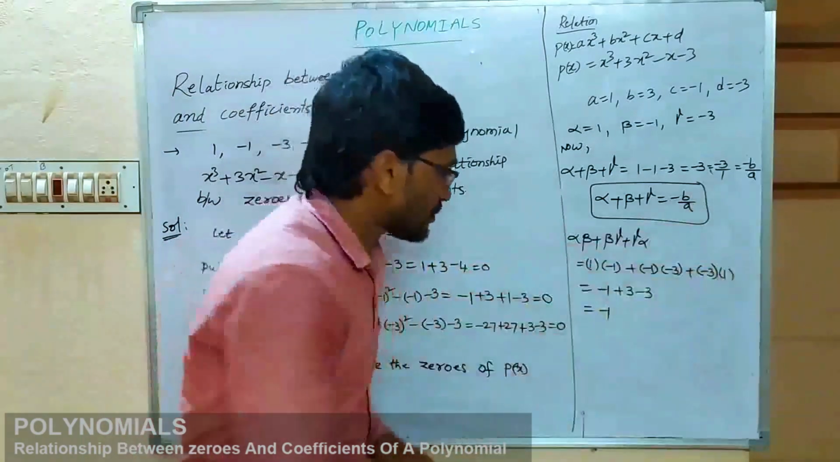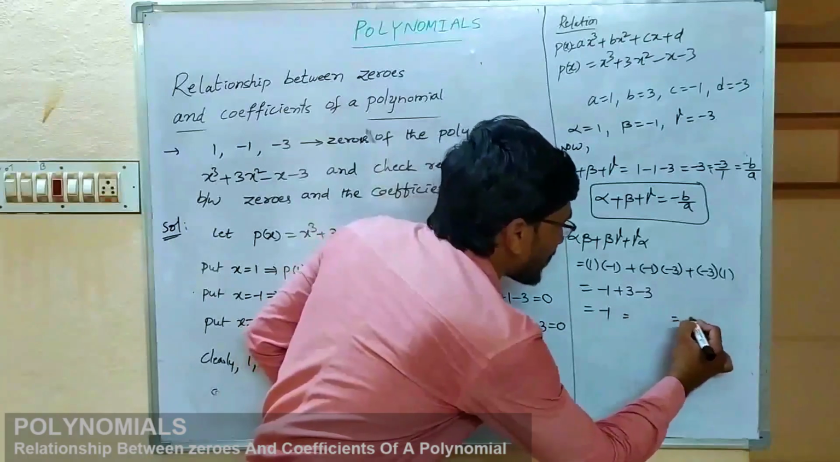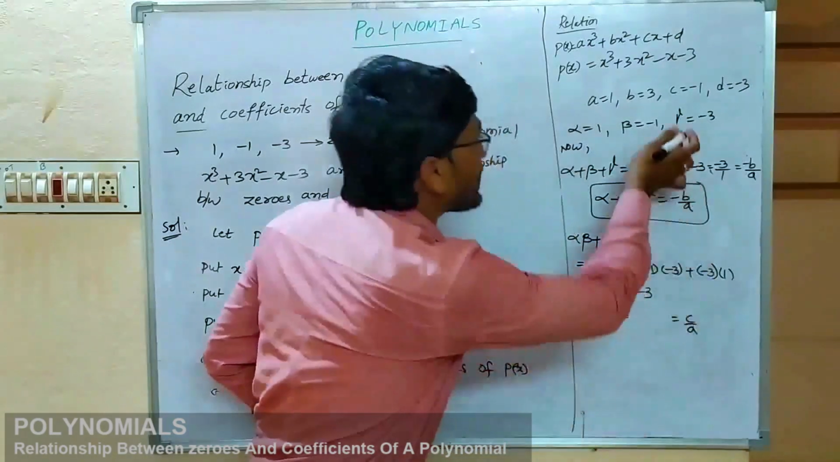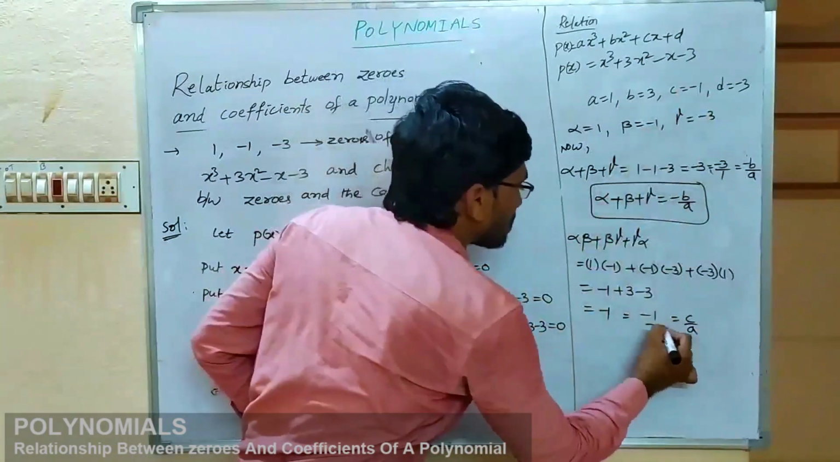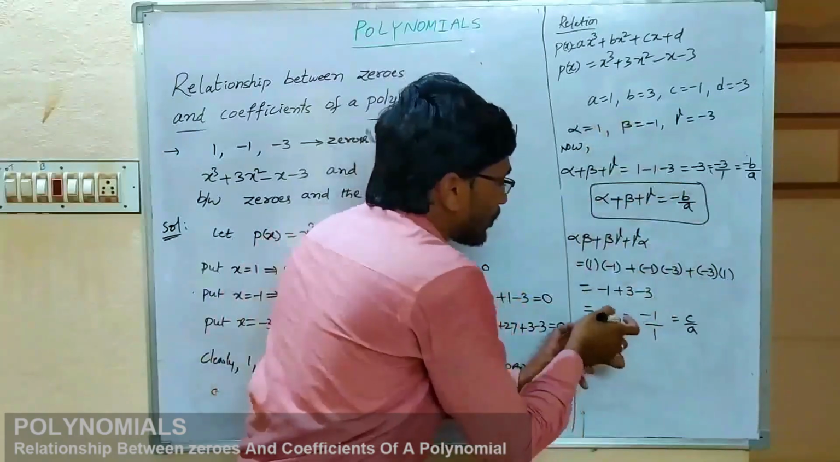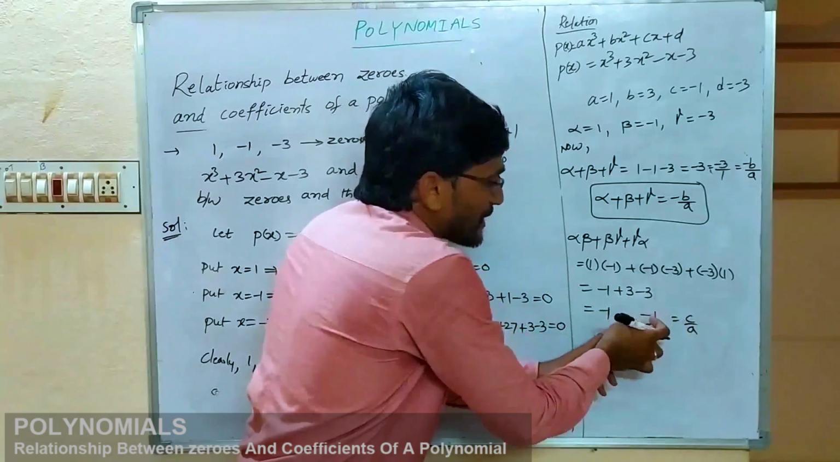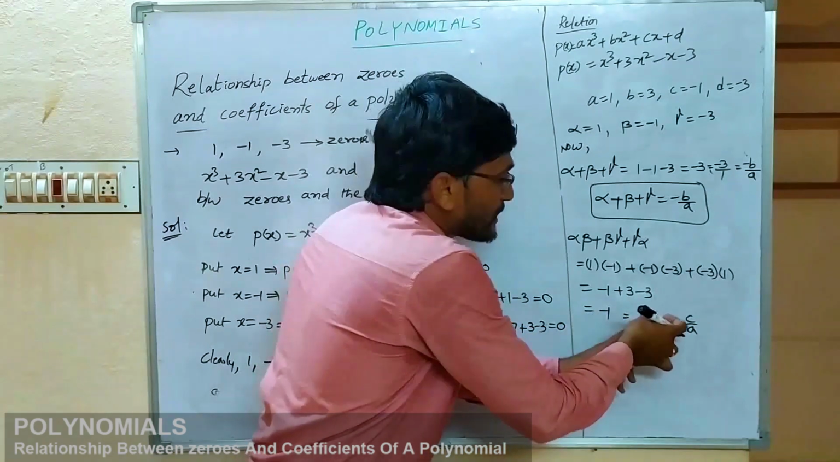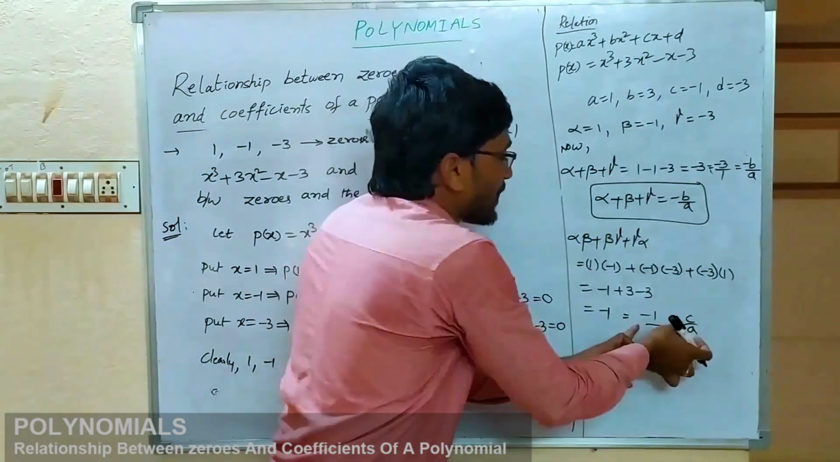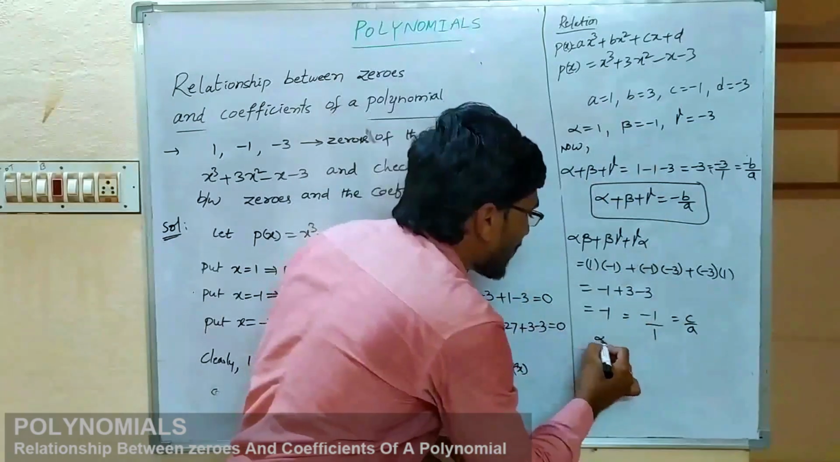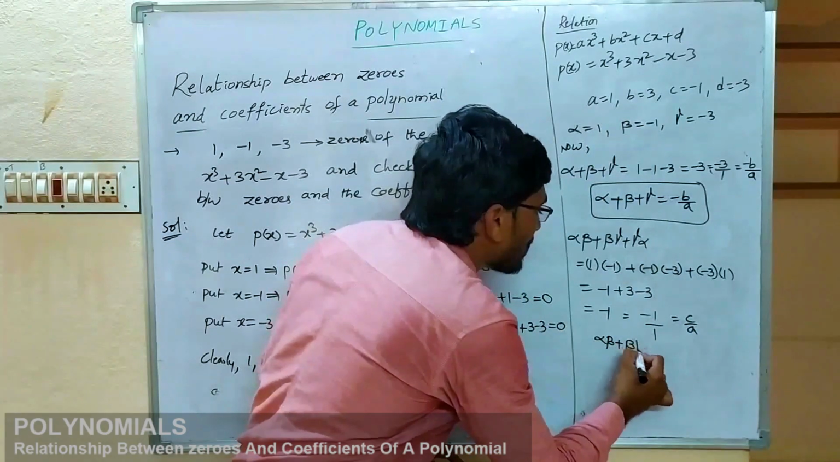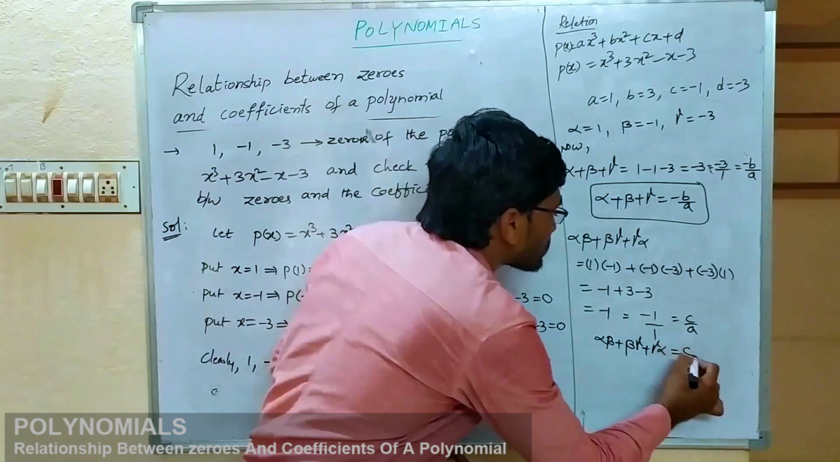So we have to verify whether alpha beta plus beta gamma plus gamma alpha is equal to c by a or not. So I write c by a directly. What is the c value? Minus 1. By what is the a value? 1. So minus 1 can be written as minus 1 by 1, so it is correct. Minus 1 is nothing but c, 1 is nothing but a. So finally, alpha beta plus beta gamma plus gamma alpha is equal to c by a.